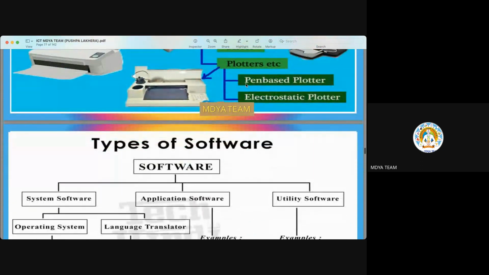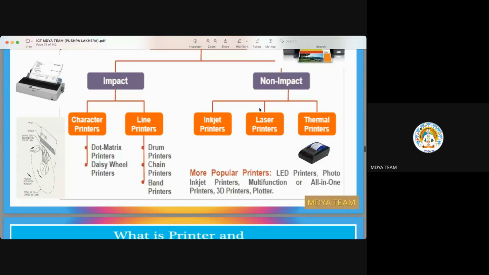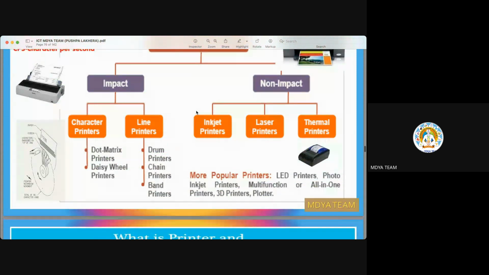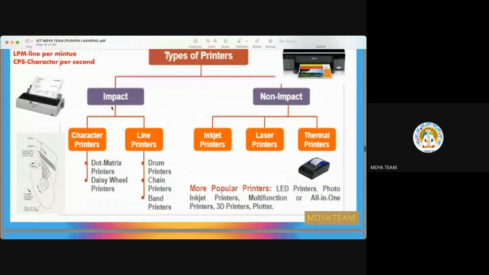And plotter again is pen based or electrostatic, but that much detail they won't ask. They just ask this. This slide is important for you. Impact, how many types? Non-impact, how many types? That's it.